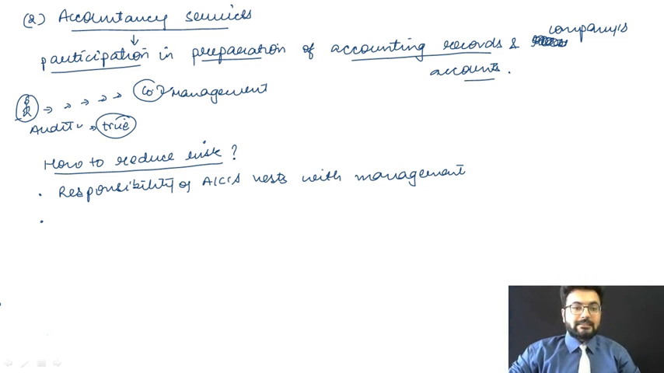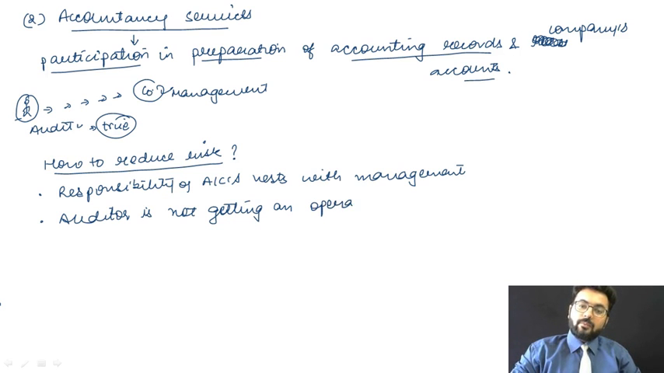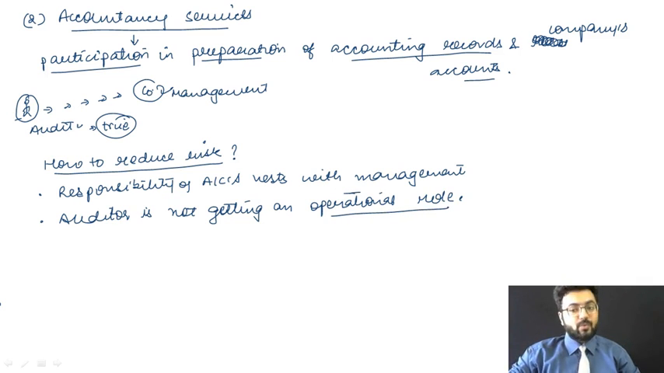Now, moving on to next. The auditor is not getting an operational role. The auditor has not been assigned any of the operational roles. Did you get my point? Yes. So he has not been given an operational role. Second thing is that responsibility does not vest with the auditor. The responsibility has been given to management. I will help you out.